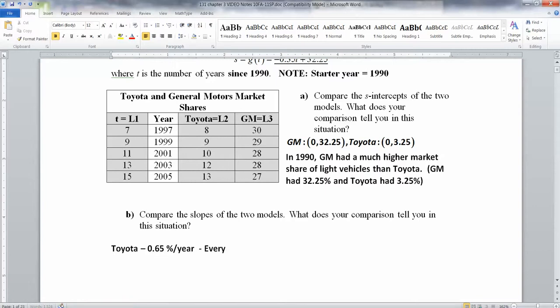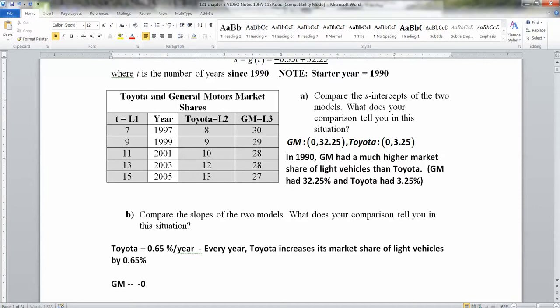So that means every year Toyota increases its market share of light vehicles by 0.65%. GM, on the other hand, was negative 0.35% per year. So that means every year GM loses 0.35% of its light vehicle market share.